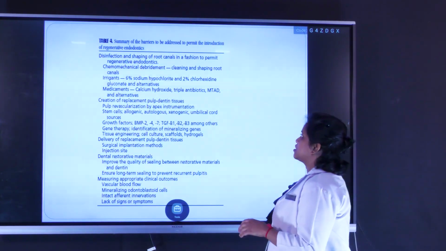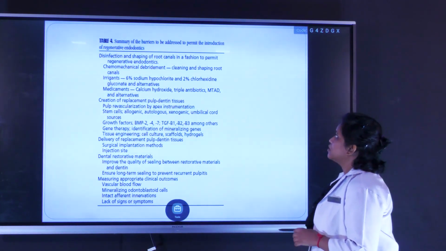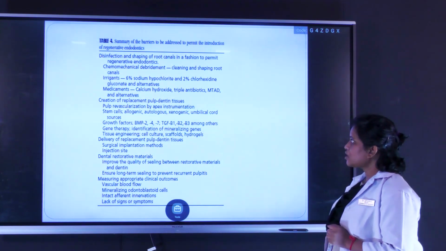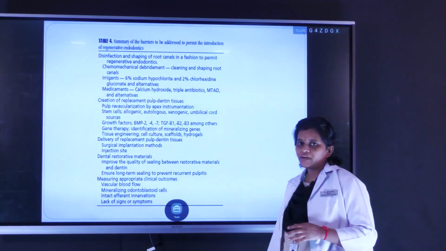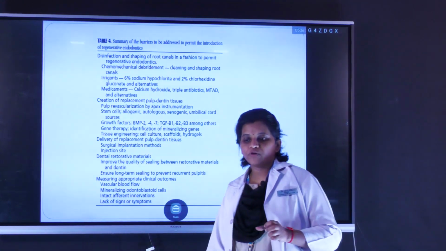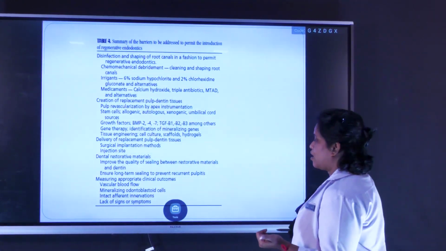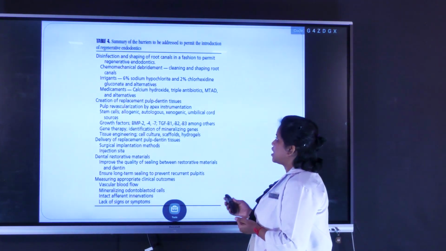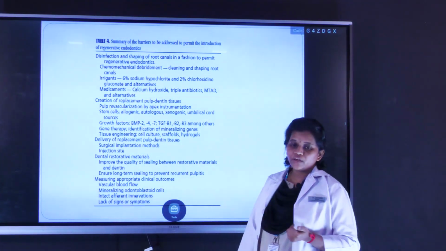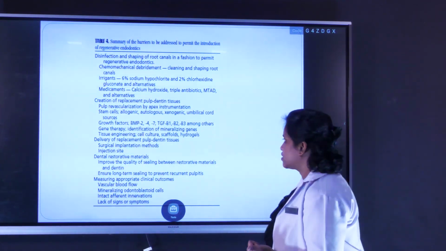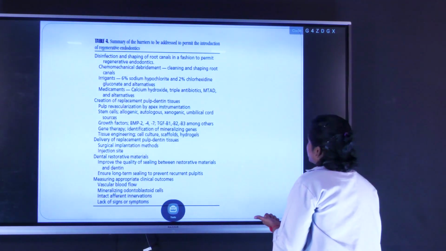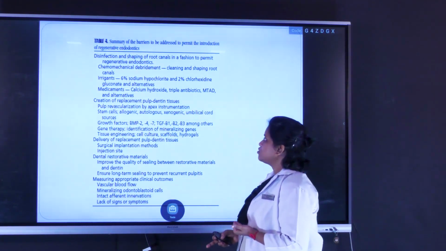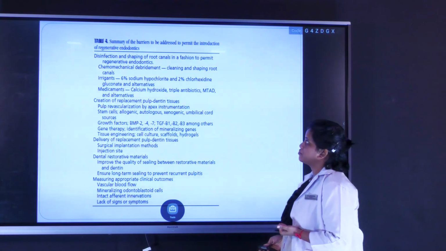So this is the positive outcome of a revascularization procedure. To summarize, first we disinfect and shape the root canals for the regenerative procedure. In the chemomechanical debridement, they say it is 6% sodium hypochlorite, but technically we use 1.5% because we don't want cytotoxicity to disturb the stem cells. For the intracanal medicaments, we can use calcium hydroxide, triple antibiotic paste, and also MTAD, which is a root canal irrigant that has medication properties. This helps in replacement of the pulp dentin tissues and helps in revascularization procedures.